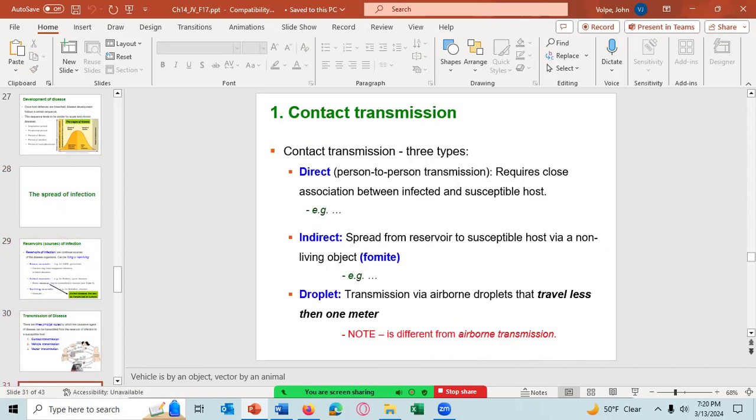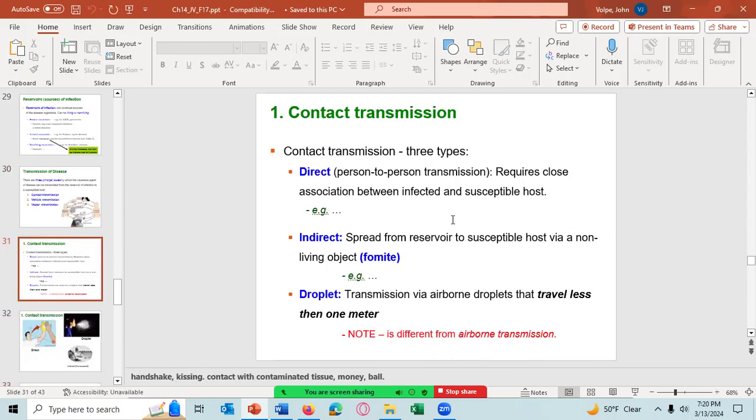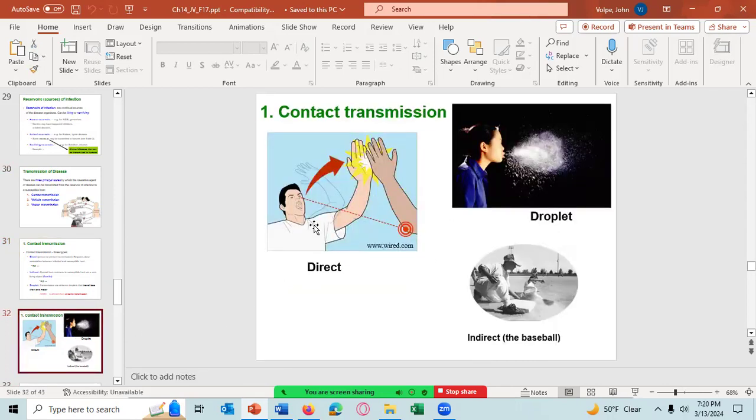You should know about the transmission of disease. It can be contact transmission, which could be direct contact transmission, indirect contact transmission, or droplet transmission. Direct is when one person directly touches another. It could be kissing, handshake, high-fiving.